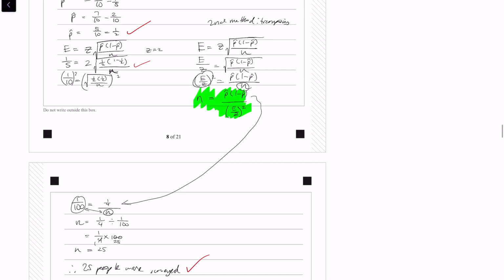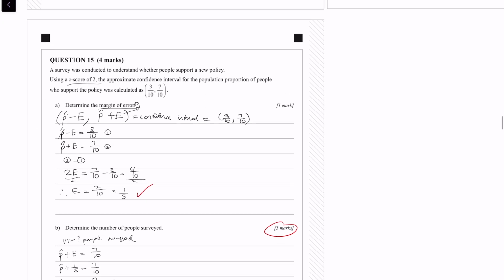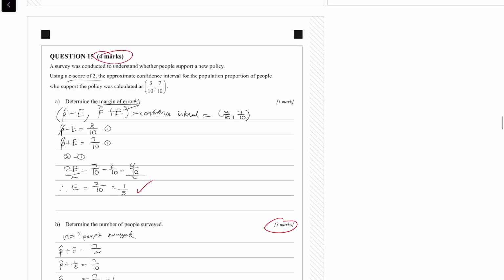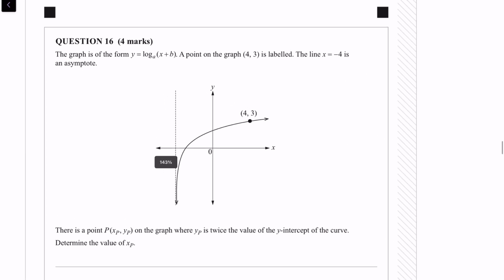I'm sure there's other methods as well, but as long as you get the right answer and you show your full working out, I'm sure you get the full marks there. Right, so that's a full 4 marks there. Let's move on to the complex familiar section.